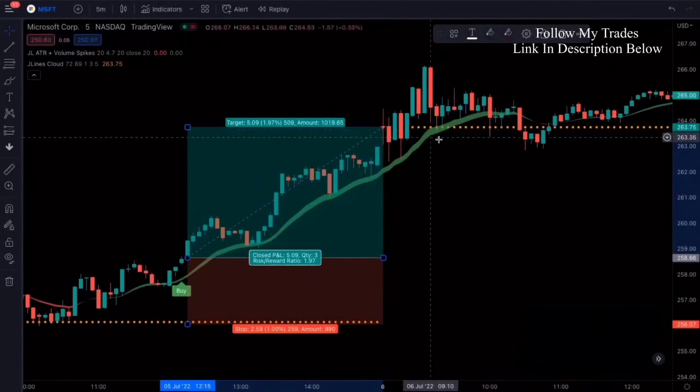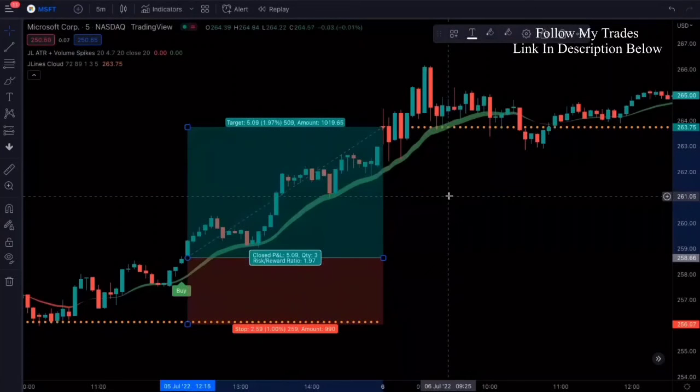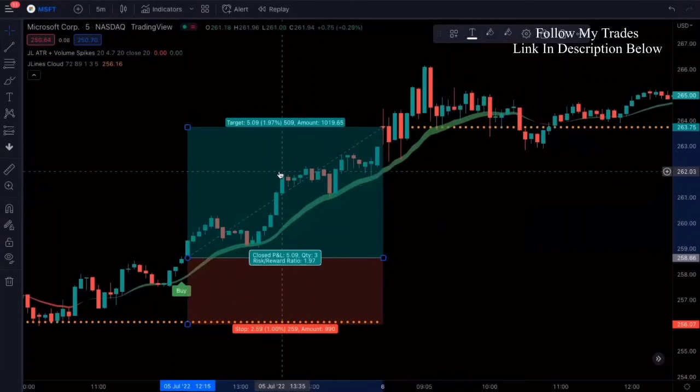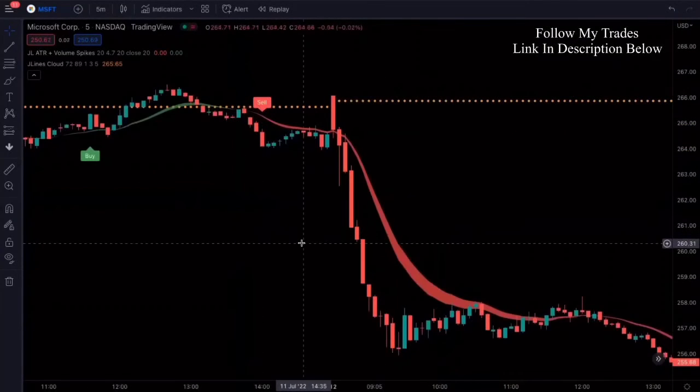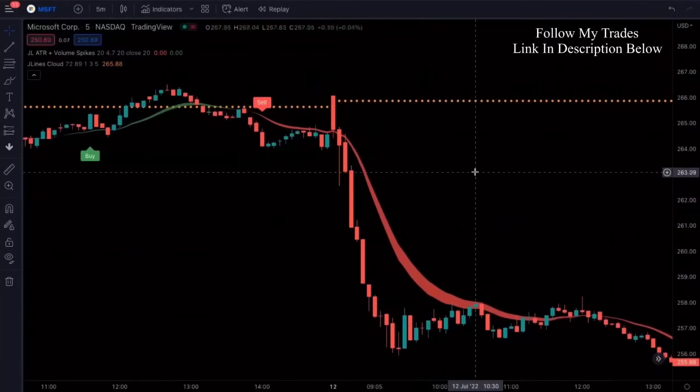So that's a long position, right? Now let me show you guys an example of a trade where you'd sell short to make some profits, right? So let's take a look at that. All right, so here's an example of a sell trade that we would take.